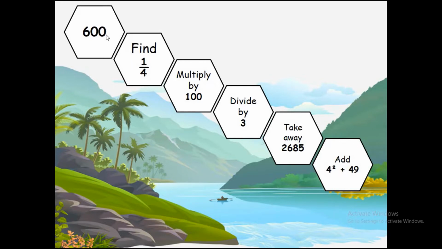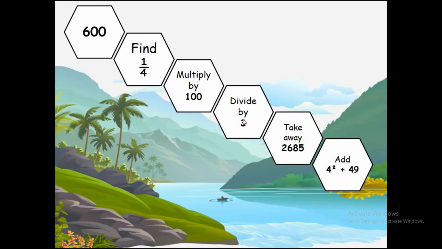a quarter of it. So we're going to take our 600 and find a quarter of it. When we've got that answer, we're going to carry on our journey and go to this next one here. So 600, find a quarter. Whatever the answer is to that, you are then going to multiply that by 100. Once you've done those first 2 steps, finding a quarter and multiplying it by 100, you are then going to divide it by 3.